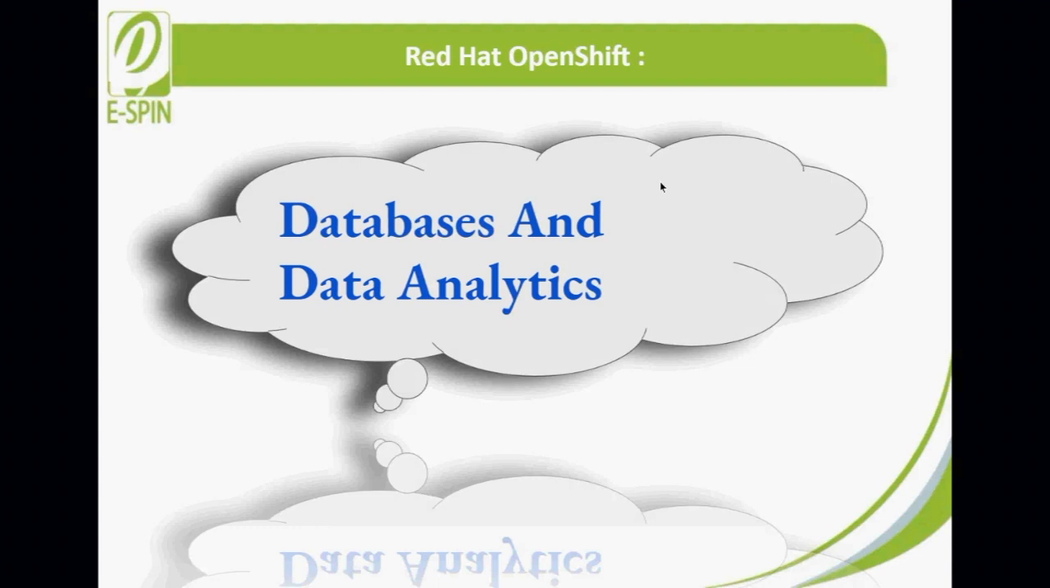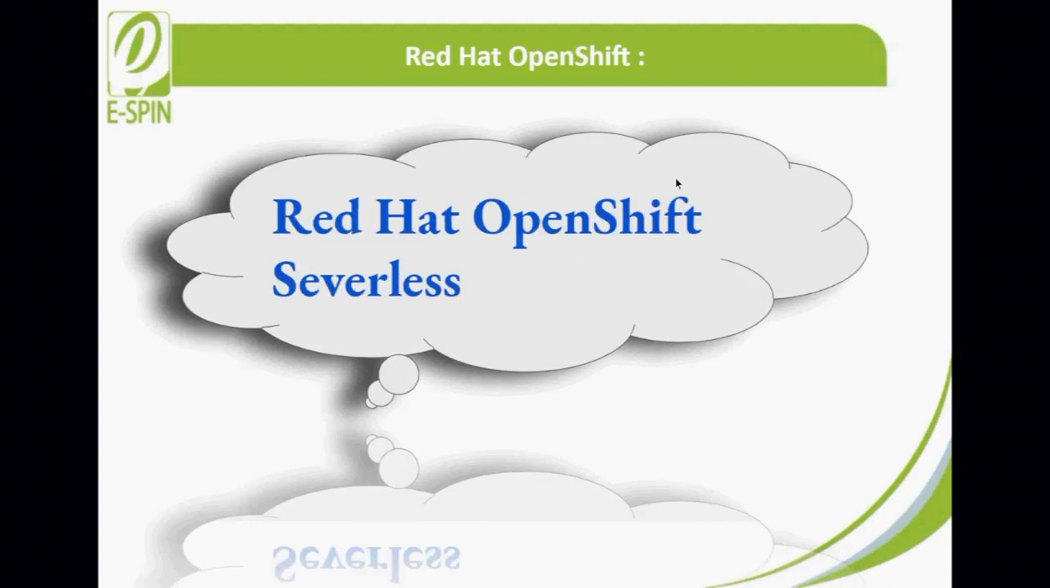The databases and data analytics provide methods for ingesting, storing, processing, and analyzing datasets from a variety of sources for use cases such as mobile and e-commerce applications, AI/ML, business intelligence, and more. While for the Red Hat OpenShift serverless, it allows an application to use compute resources and automatically scale up or down based on use, driven on demand from a number of event sources.